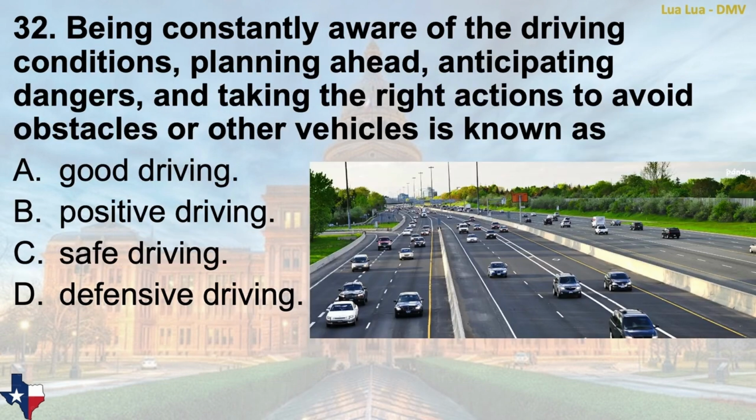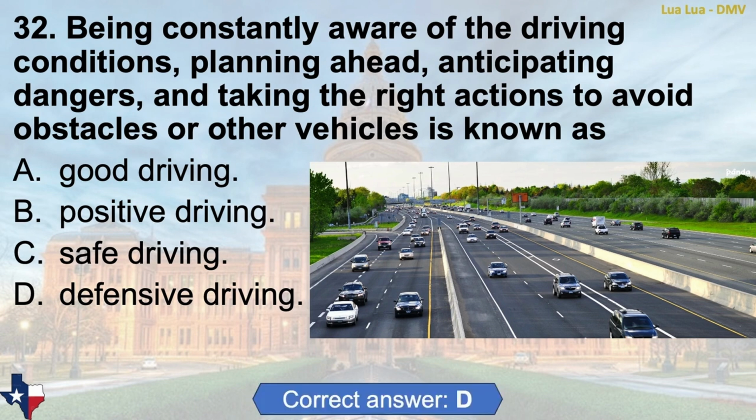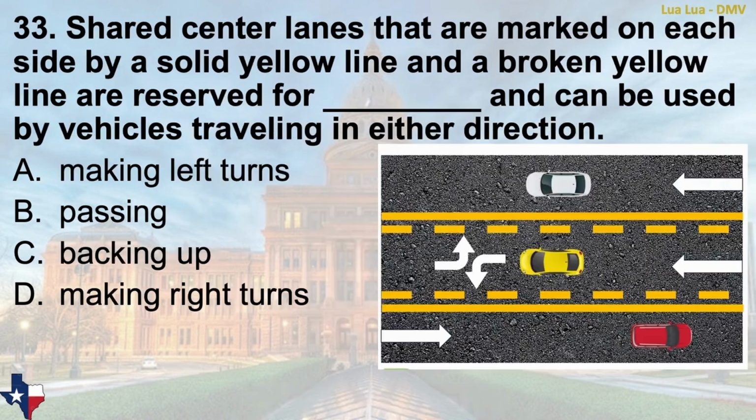Question 32. Being constantly aware of the driving conditions, planning ahead, anticipating dangers, and taking the right actions to avoid obstacles or other vehicles is known as A. Good driving. B. Positive driving. C. Safe driving. D. Defensive driving. The correct answer is D. Defensive driving.